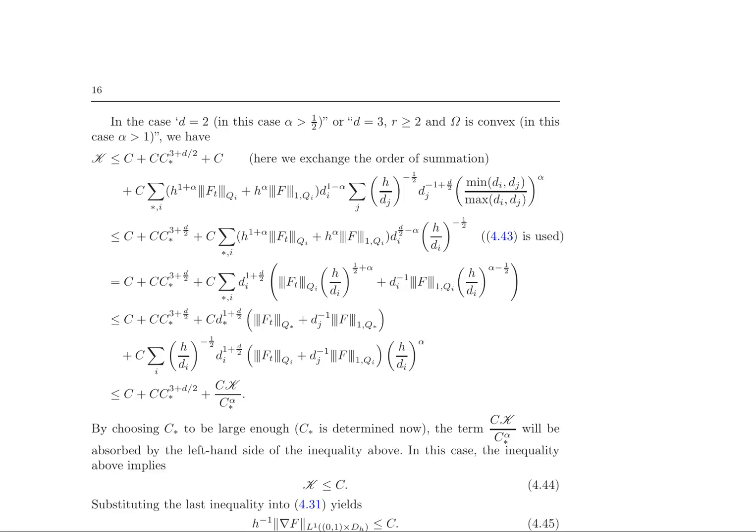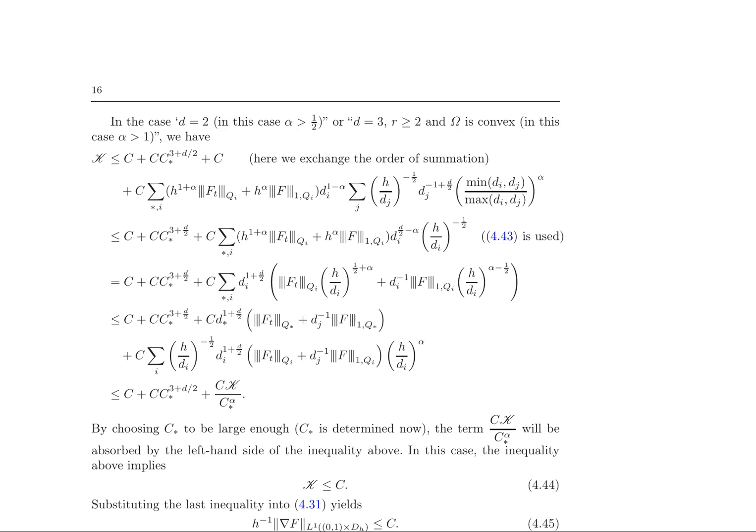In the case of D equals 2 or D equals 3 with R greater than or equal to 2 and a convex domain omega, the authors establish an upper bound for K in terms of C, D, alpha, featuring F, chi and D. Specifically, they show that K is less than or equal to C plus CC3 plus D, 2 plus C, where C is a constant that can be chosen large enough to absorb the term CKC alpha on the right-hand side of the inequality. This leads to the simplified bound K is less than or equal to C.